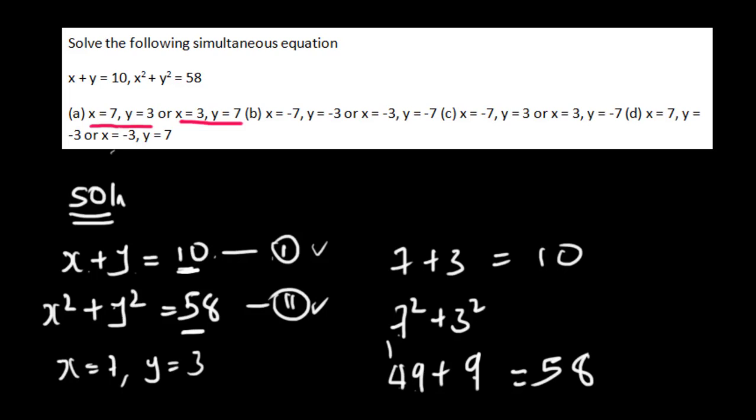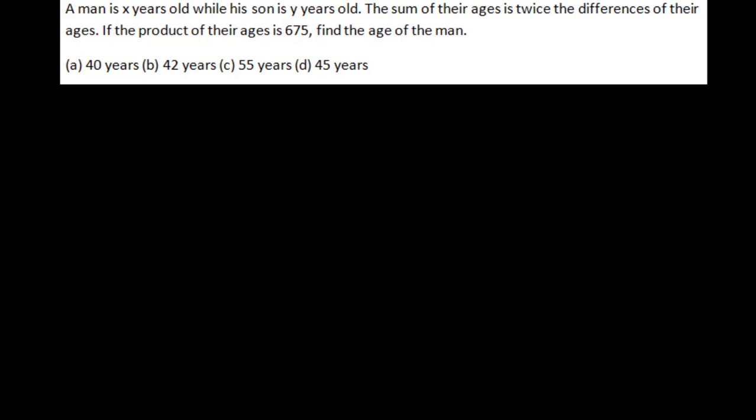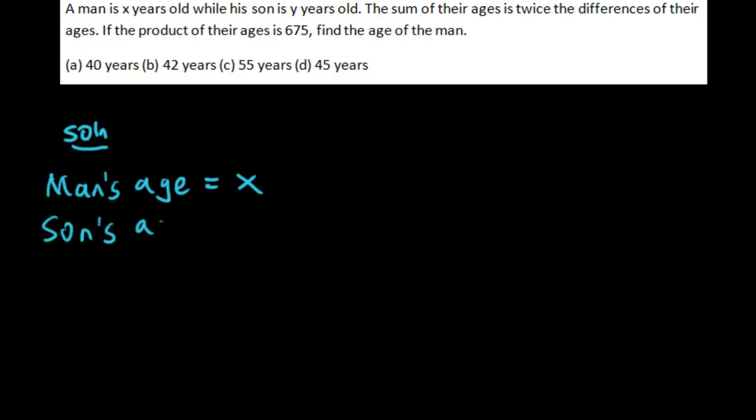Let's take another question. We are told that a man is x years old while his son is y years old. The sum of their ages is twice the difference of their ages. If the product of their ages is 675, find the age of the man. Now this is pretty simple, it's just a word problem. A man is x years old, so we know the man's age equals x. His son is y years old, so the son's age equals y.